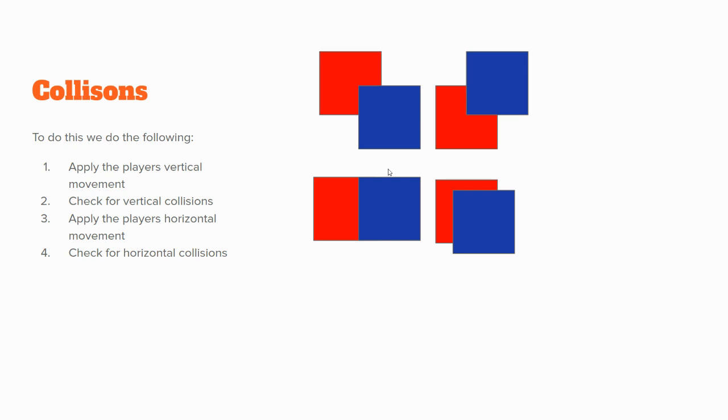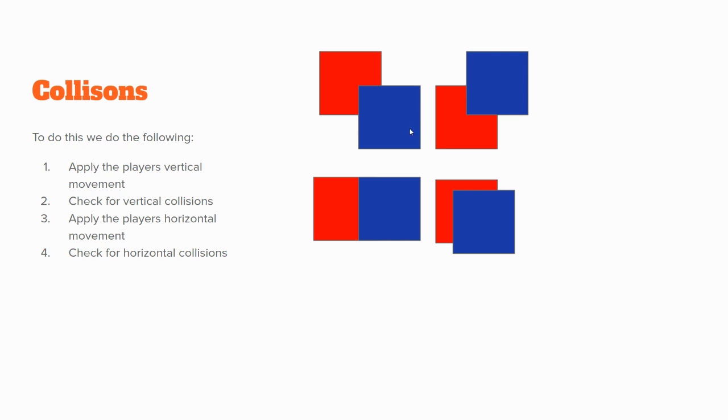So what we do here is we first check the player's vertical movement, the up and down. Then we check if there have been any vertical collisions. So if we've landed on top of something or if we've hit the bottom of something. We then change the player's movement left and right and then check whether we've collided on the right or collided on the left.